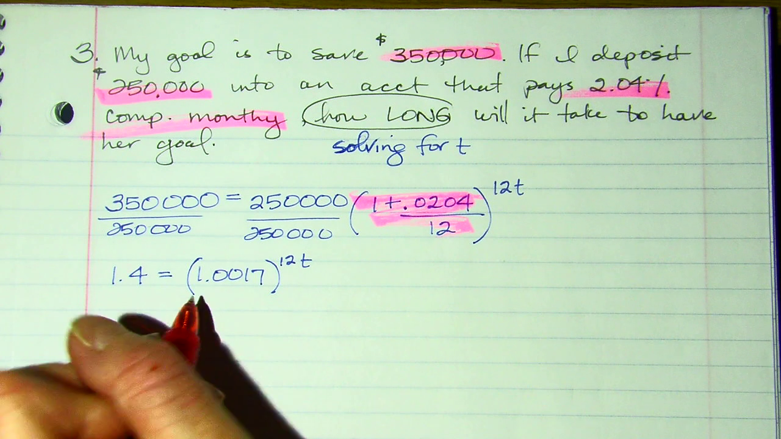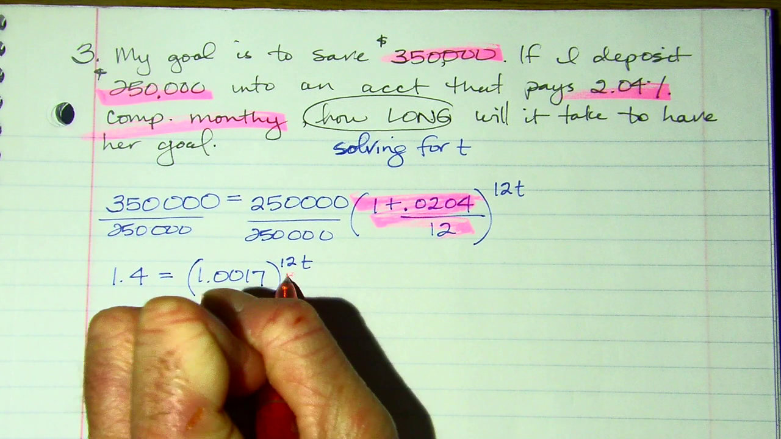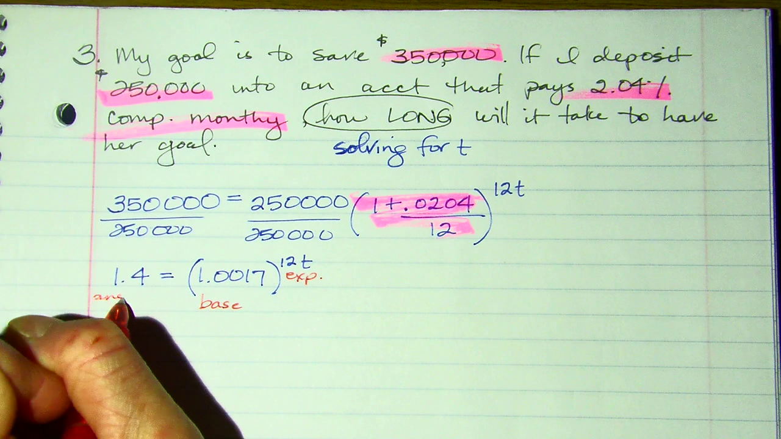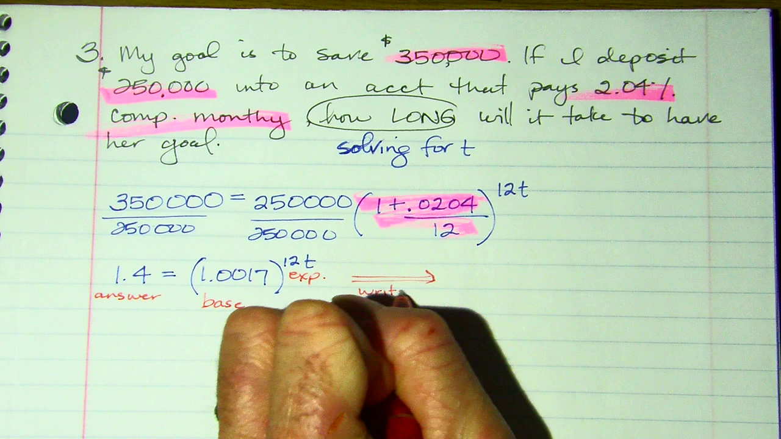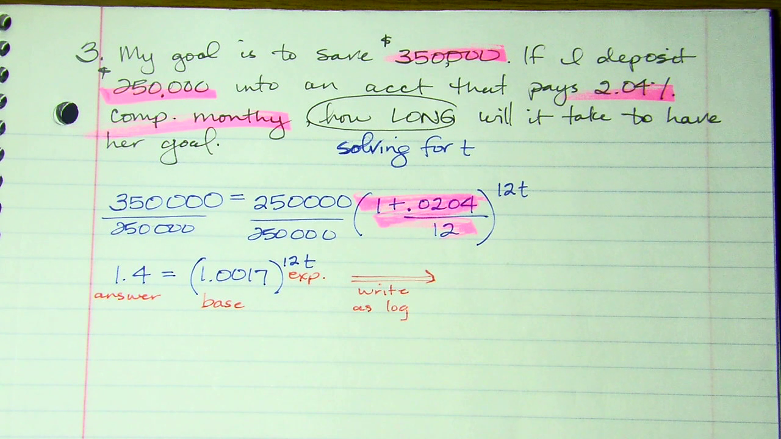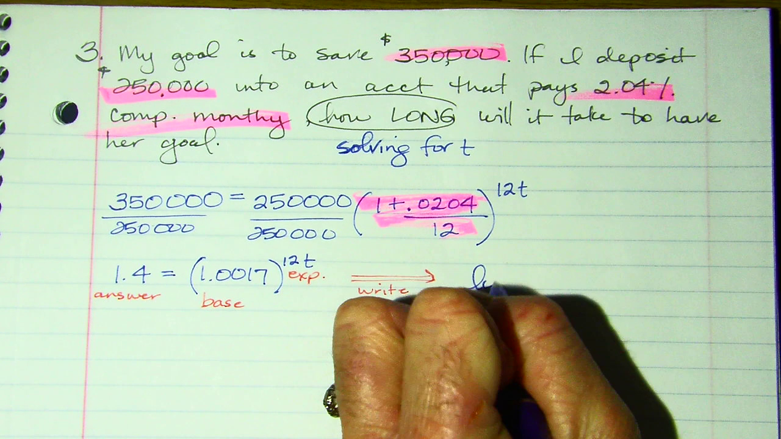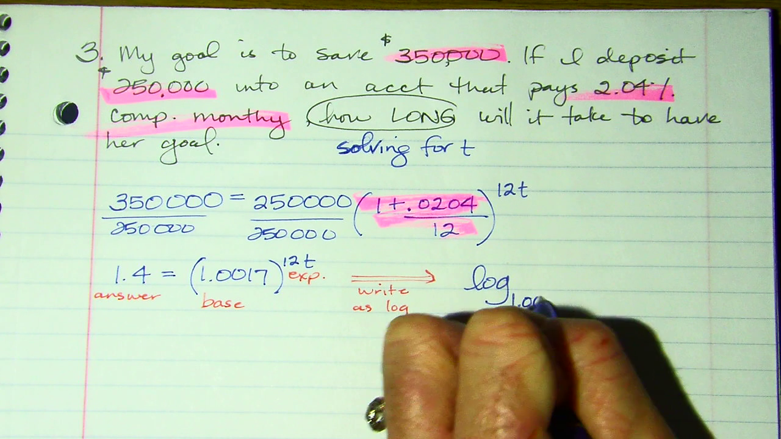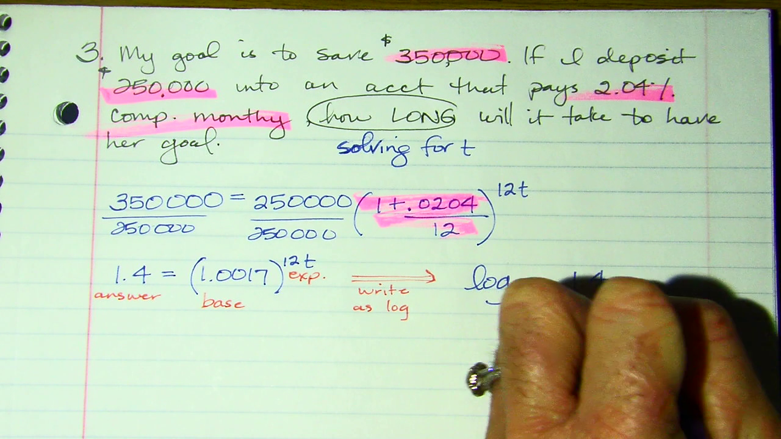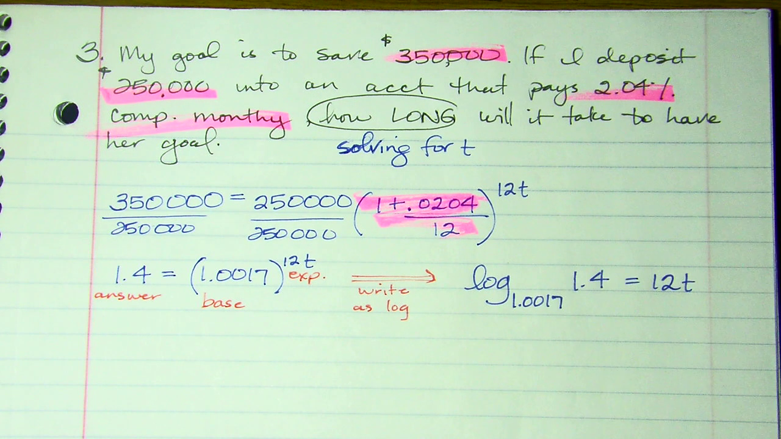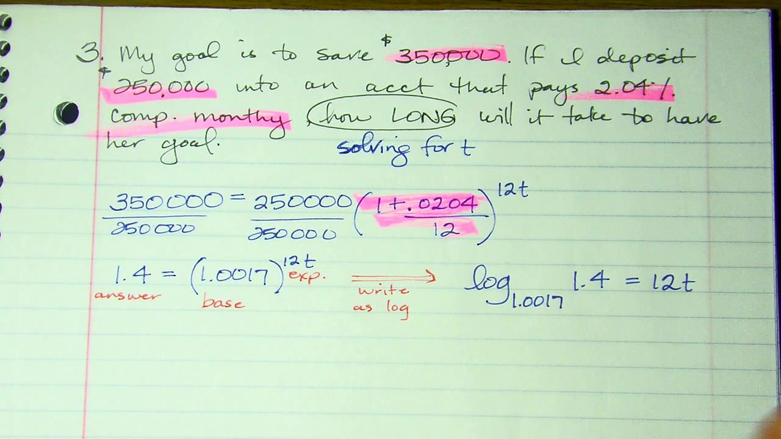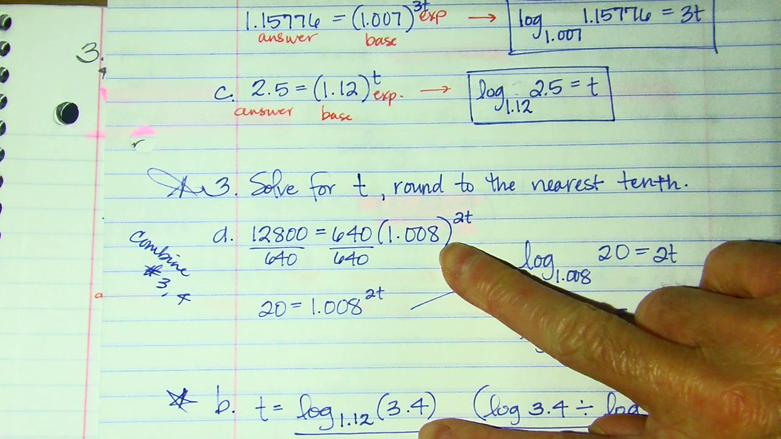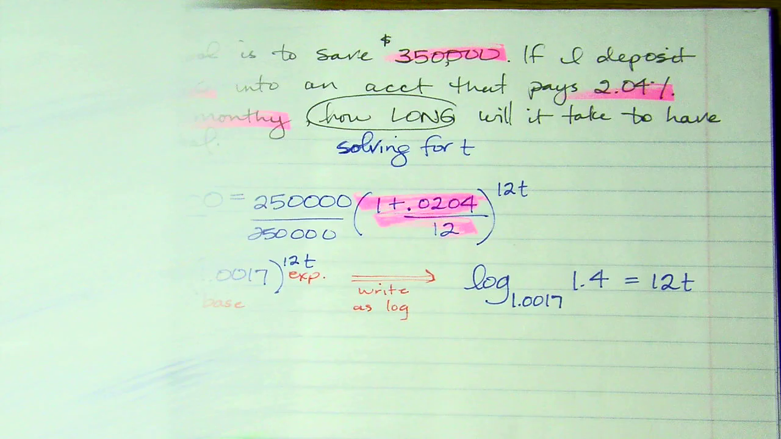So this is what I have. I'm going to label my pieces. This is my base. This is my exponent. This is my answer. So I'm going to write this as a log. So log base answer equals exponent. So watch this. To get t by itself, I would have to divide by 12. Now you can wait till you do that. We can wait. But if you divide by 12, it'll look exactly like the last two problems that we did.